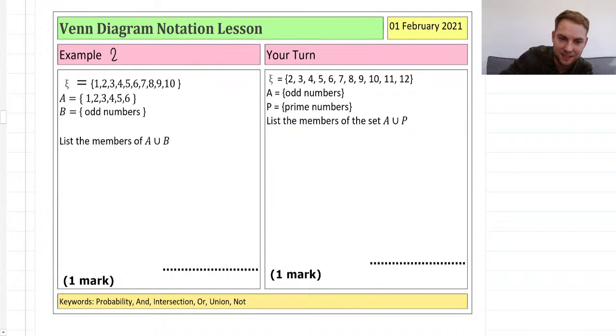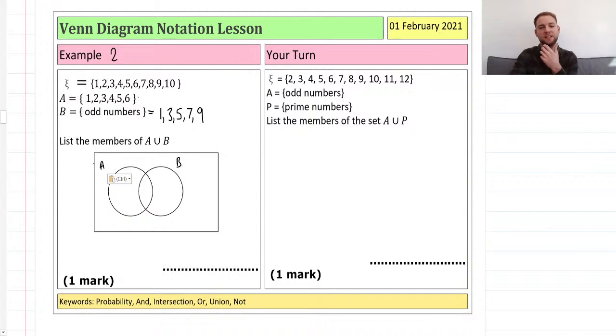In the left-hand side, I need these numbers. So in A, I need these numbers. And in B, I need the odd numbers. Now, it's probably worth at this stage listing the odd numbers which are in everything. So all the odd numbers which are in everything are going to be 1, 3, 5, 7 and 9. 1, 3, 5, 7, 9. So this is all the odd numbers in our set of everything. Now remember this symbol here means everything. So let's now draw our Venn diagram.